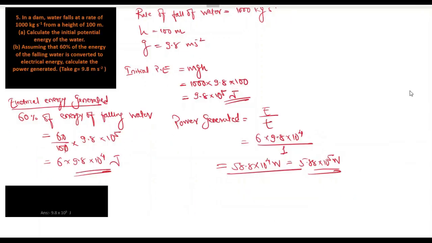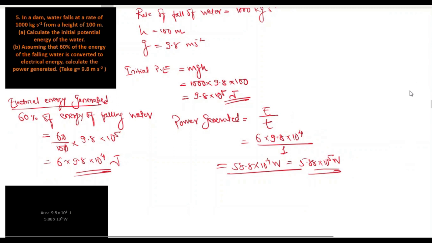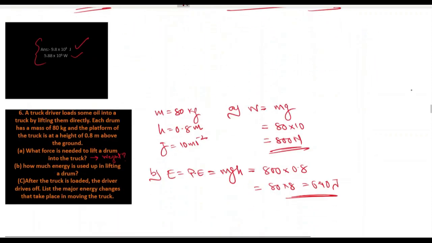So the power generated is 58.8 into 10 raised to 4 watt or 5.88 into 10 raised to 5 watt. So that is the power generated and electrical energy generated. I'm sorry, the initial potential energy and the power generated. Both answers are confirmed over here. Let's go to the next question.